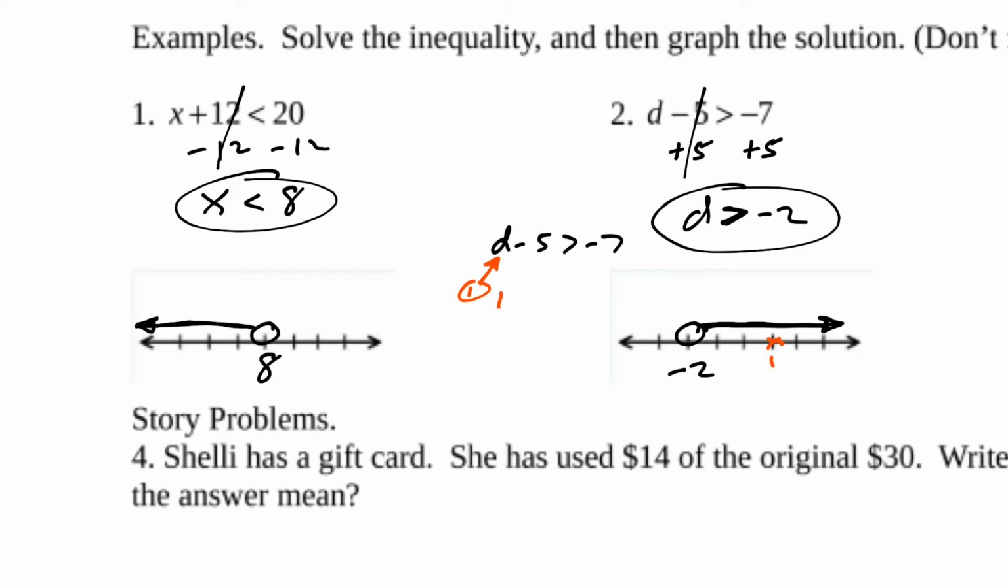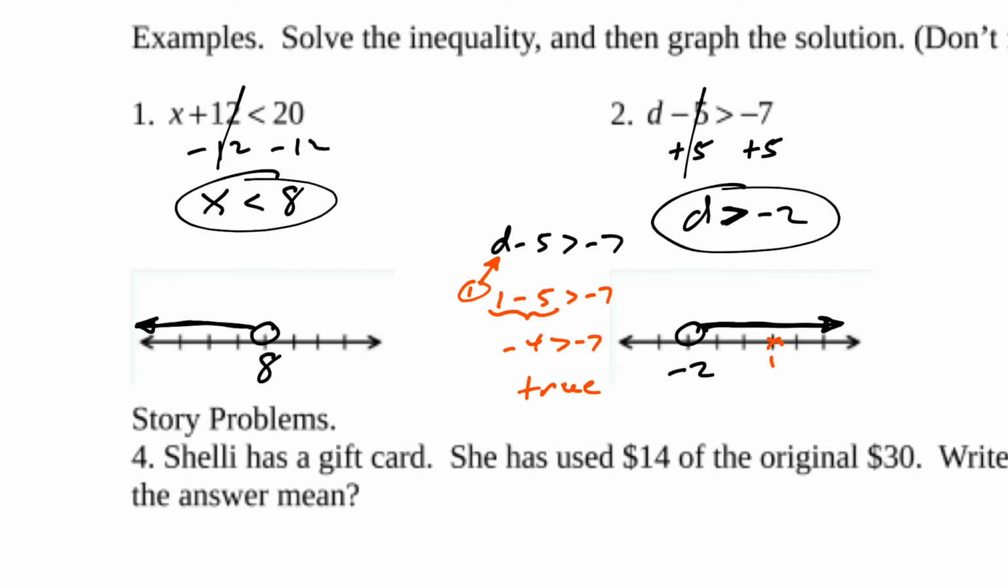So if we do that, we have 1 minus 5 is greater than negative 7. So then 1 minus 5 gives us negative 4 is greater than negative 7. And that's true. Negative 4 is definitely to the right of negative 7 on the number line, so it is greater than negative 7. So our solution is good.